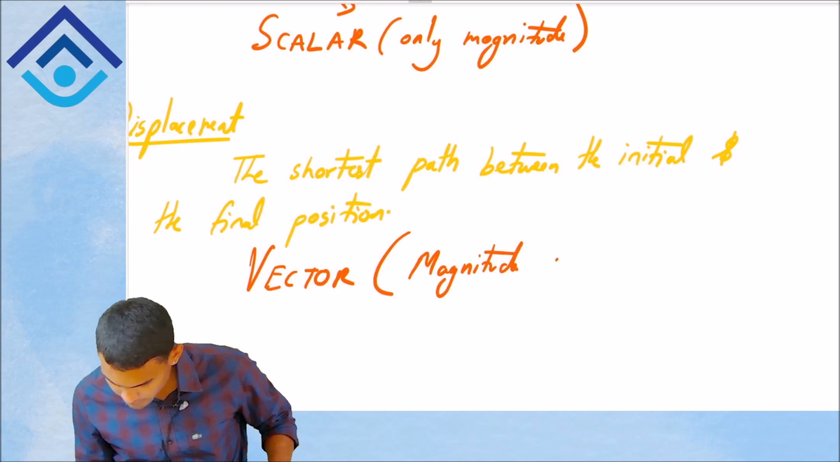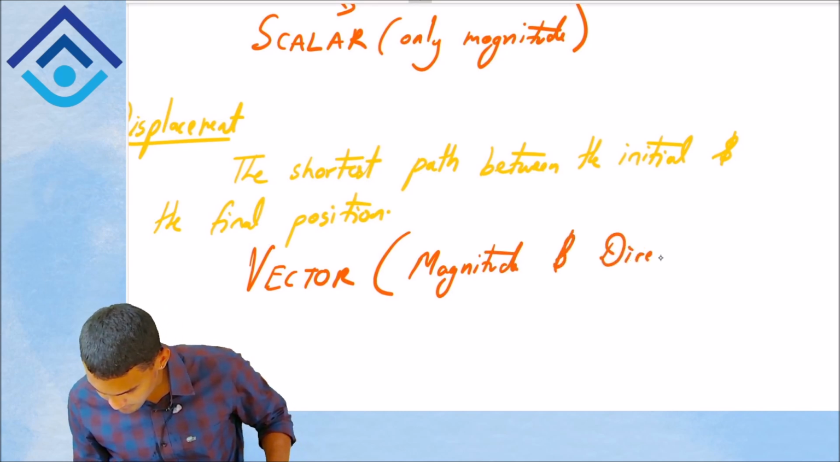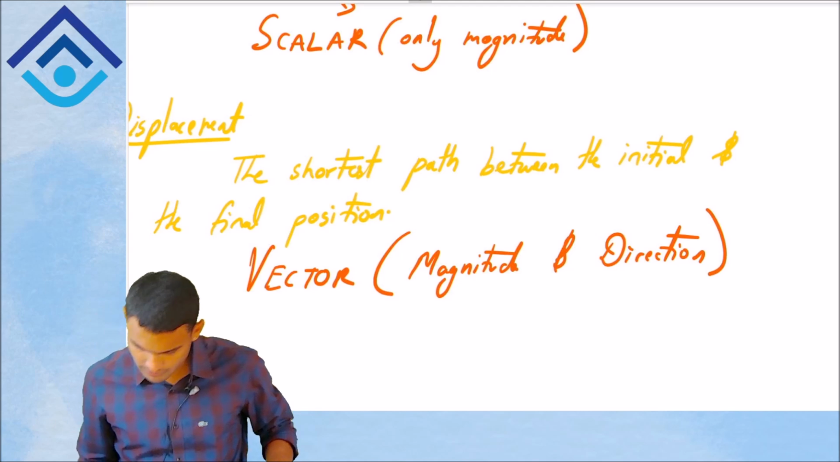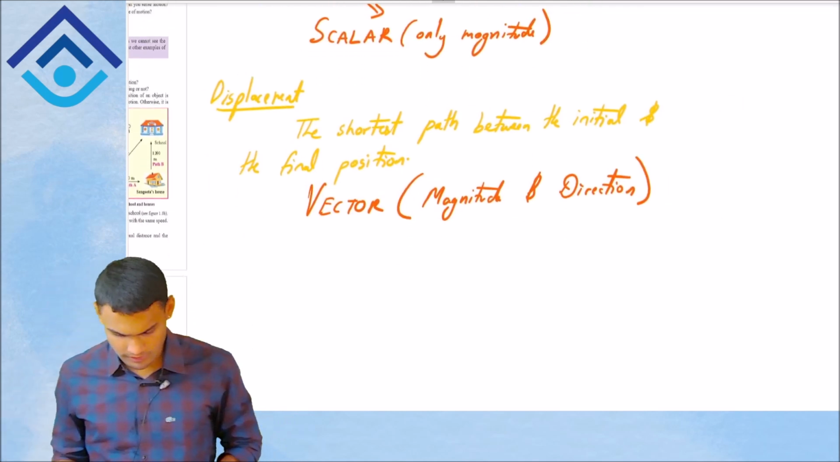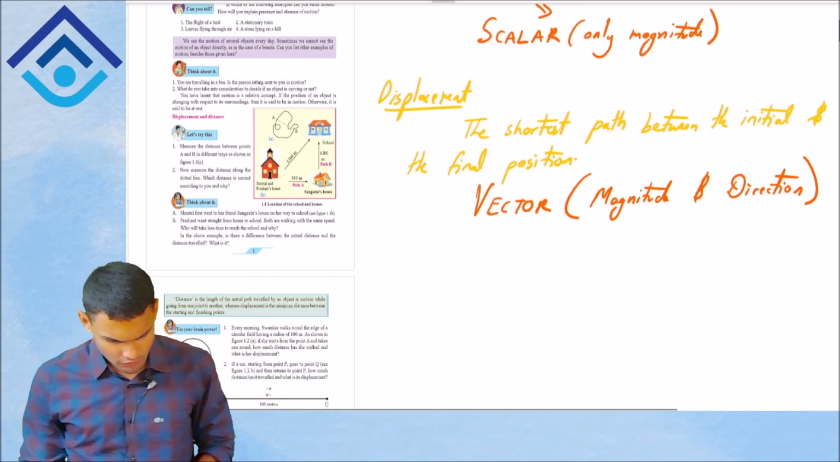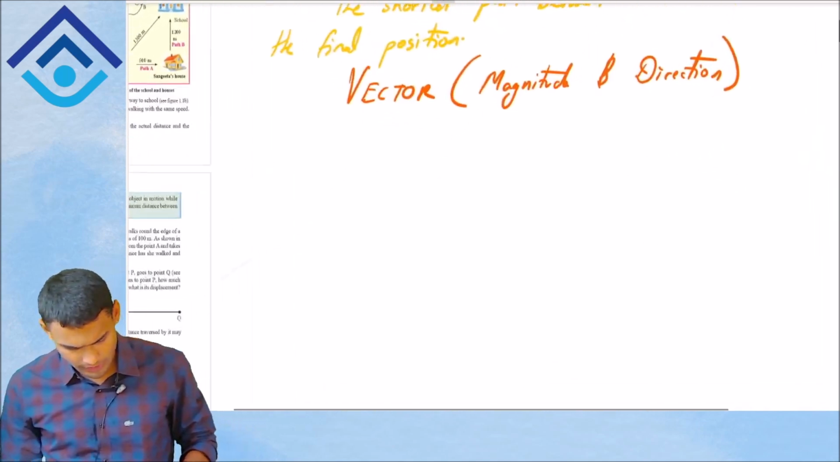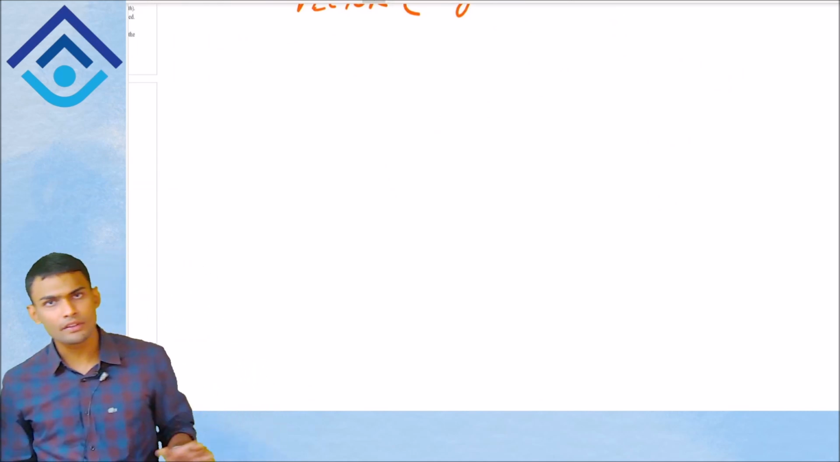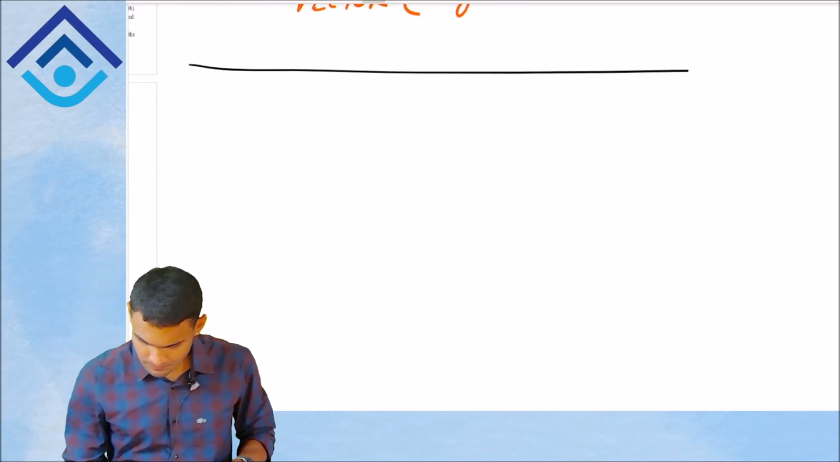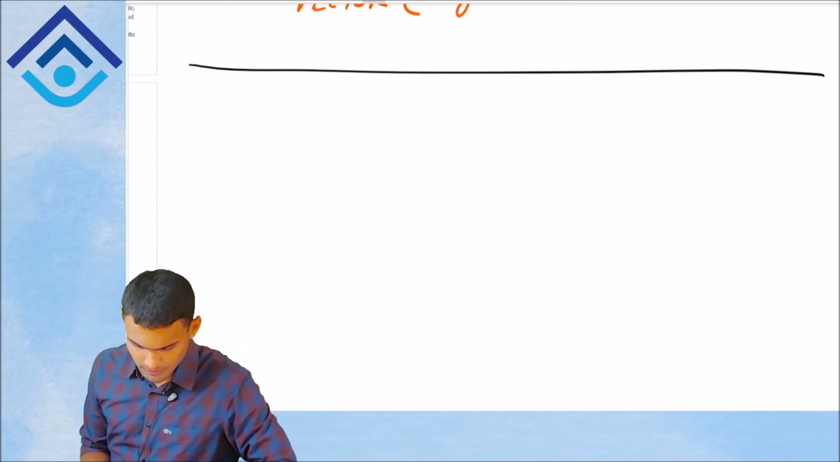So it has magnitude and direction. Now, to understand direction, let's understand what they have done here. They've given a short clip that we're going to talk about later, but let's understand what direction basically means. You see, direction, in simpler words, means something like this.